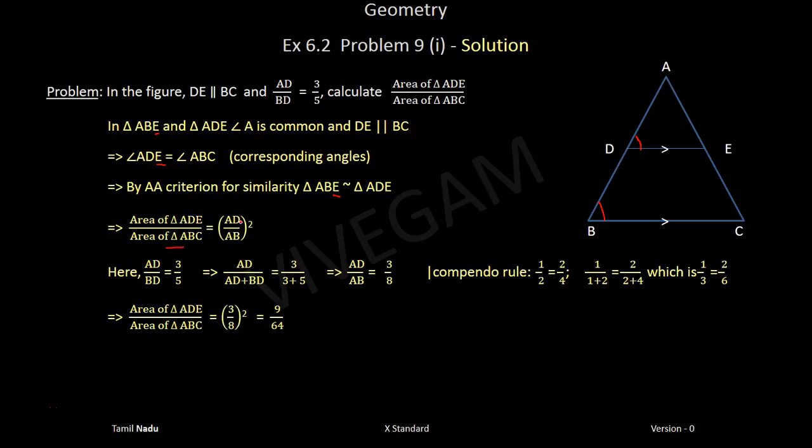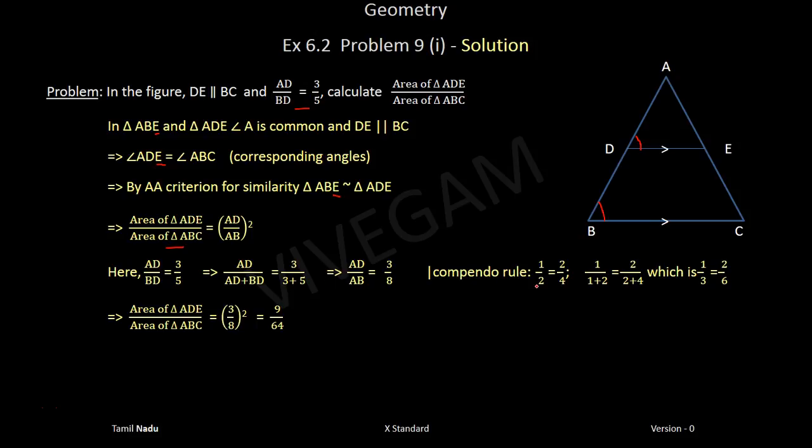Now, do we have AD by AB? No, we don't have. What do we have? We have AD by BD given in the problem here. And we have to convert this. So, AD by AD plus BD, this is compounder rule, equal to 3 divided by 3 plus 5. The numerator is added in the denominator. Similarly do on the right hand side, 3 divided by 3 plus 5. Both will be equal.